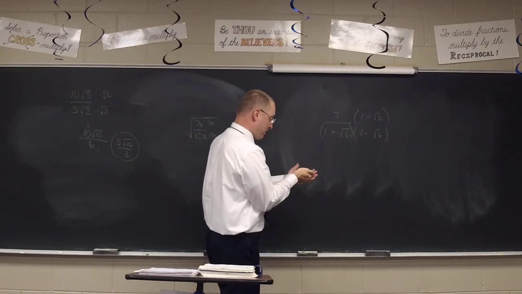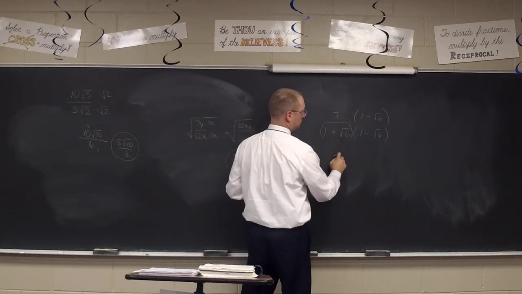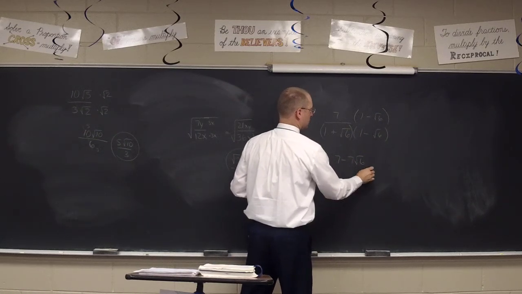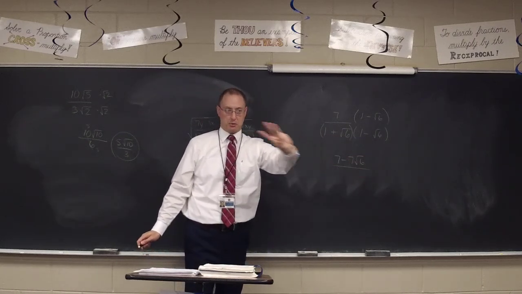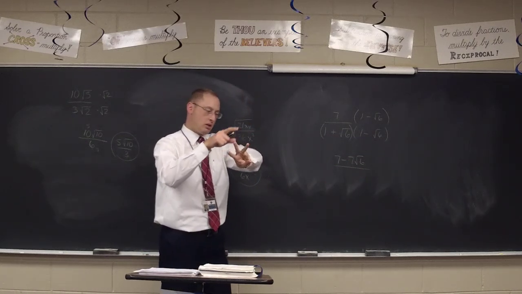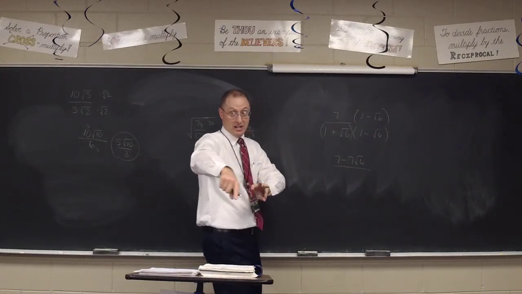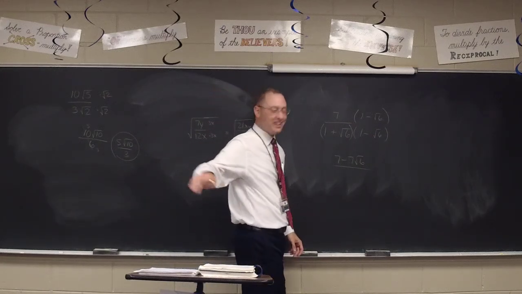And so in the top, I'm just going to distribute, class. 7 minus 7 times square root of 6. But in the bottom, anytime I multiply by the conjugate, I got 3 steps. Square the first, square the last, multiply. Minus sign between them.